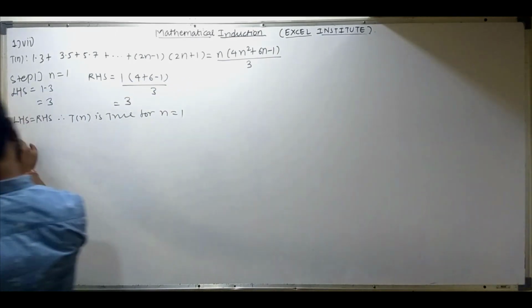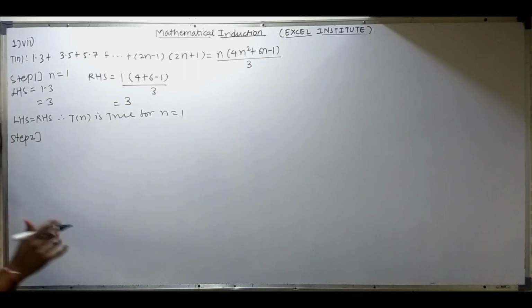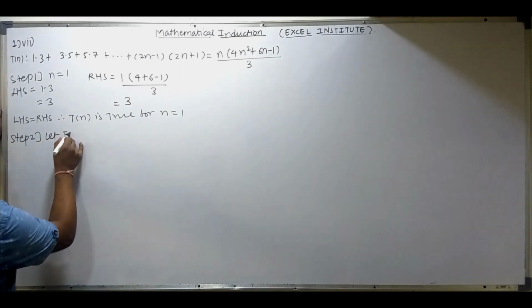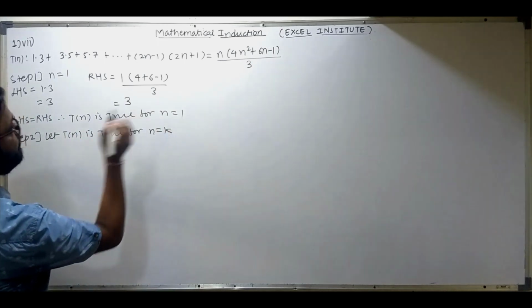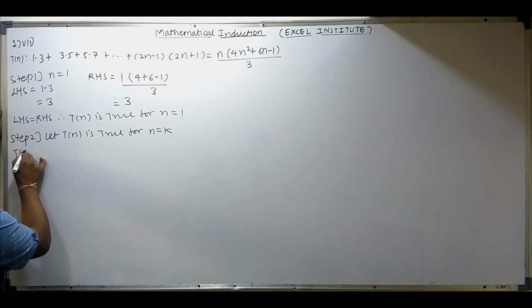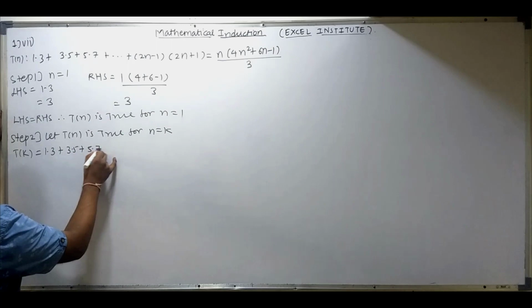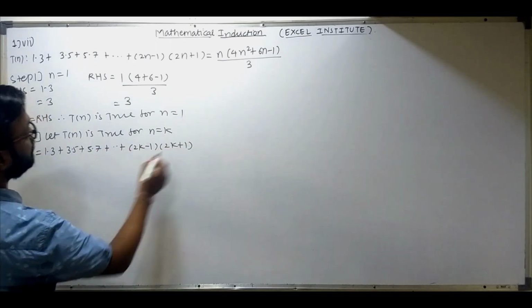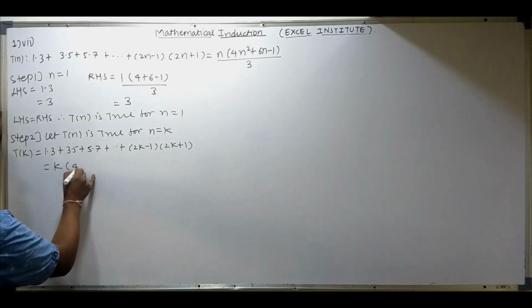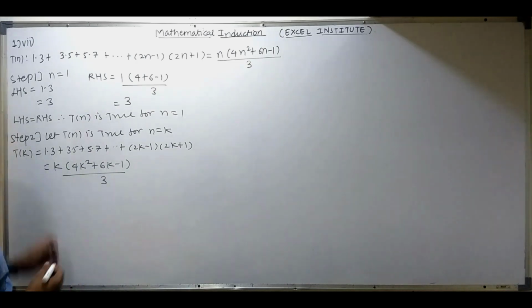Then step 2. Step 2 is always an assumption, beta. Let T of n be true for n equal to k. So replace n by k. So T of k: 1 into 3, 3 into 5, 5 into 7, up to 2k minus 1, 2k plus 1 is equal to k times 4k square plus 6k minus 1 upon 3. Okay, beta? This is clear to you?